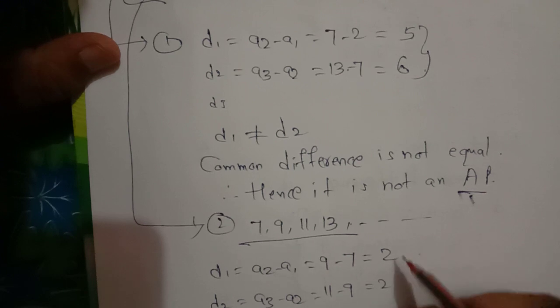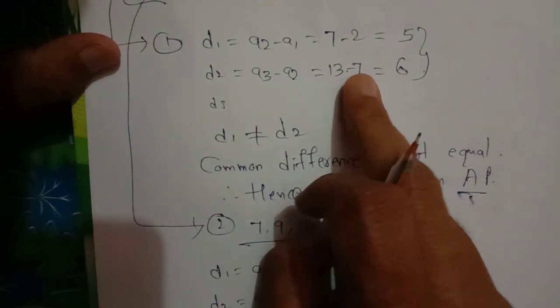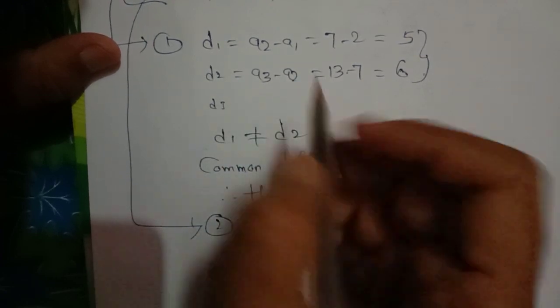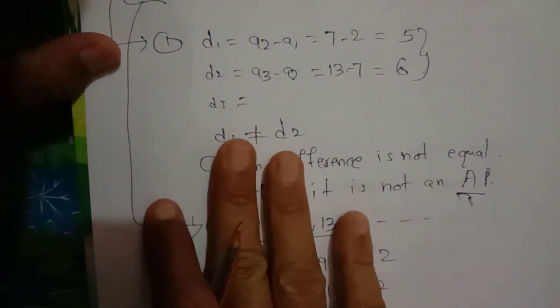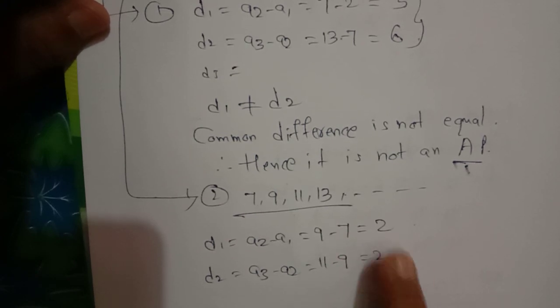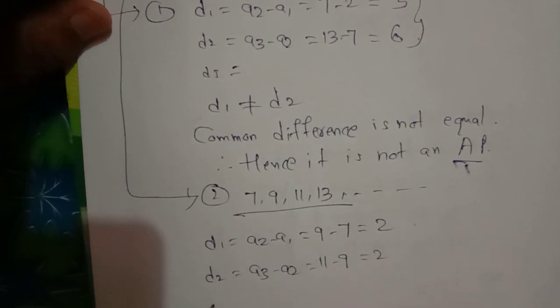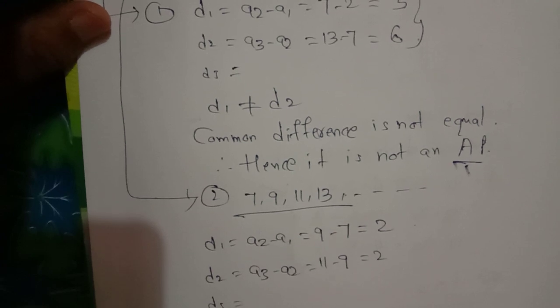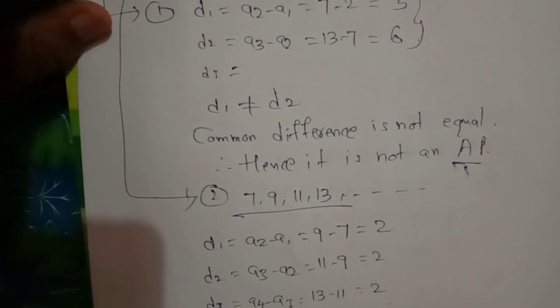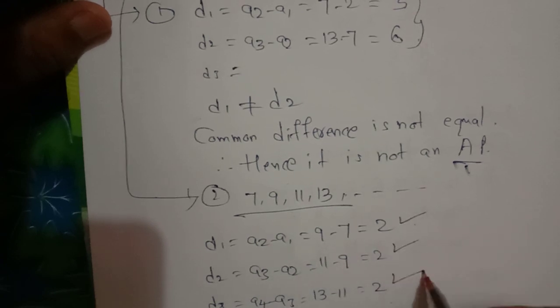If you are getting the same numbers, then only you can continue. In the first one I got different numbers, so no need to continue, so I left d3. Here I am getting the same numbers, the difference is same. So the last one, d3 also we can check here. d3 is equal to a4 minus a3, that is 13 minus 11. Again the difference, so we can see here 2, 2, 2, all the differences are same.